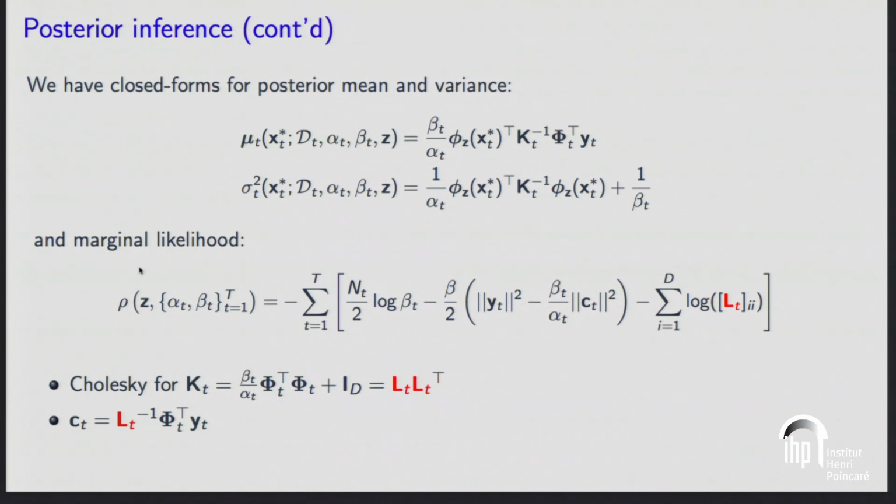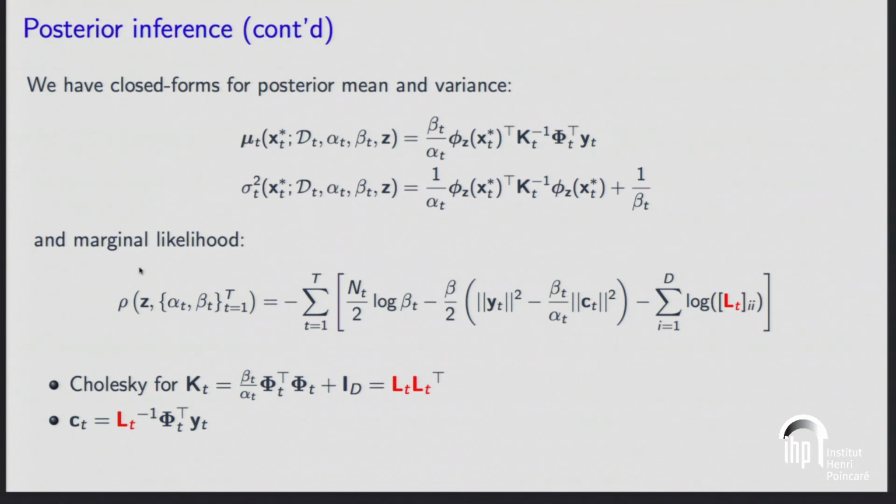Again, this is a very straightforward model compared to GPs. It's a much simpler model, and we have a posterior mean and variance at a new point x star. So it's really easy to use within Bayesian optimization to pick new candidates. And we also have a marginal likelihood, which is summed over different tasks.